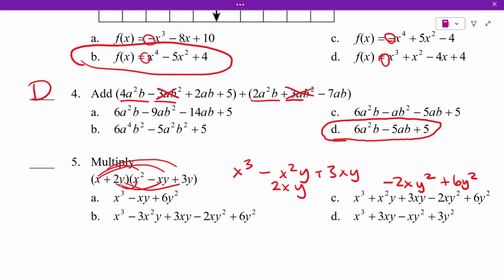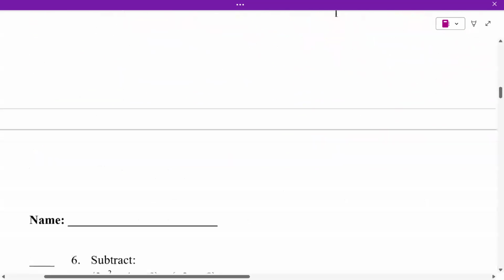So we add up like terms. We have an x cubed. Negative x squared y and 2x squared y make x squared y. Plus 3xy minus 2xy, plus 6y squared is choice C. So you add up the like terms. The only like terms on this one were these.